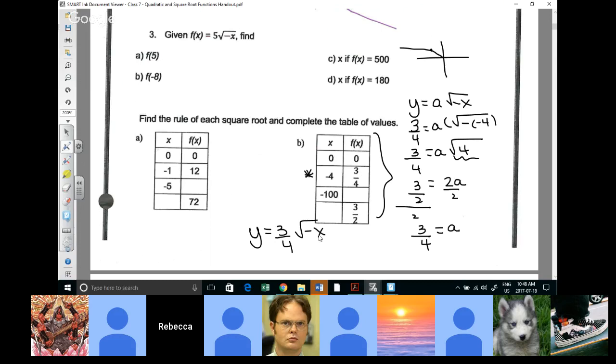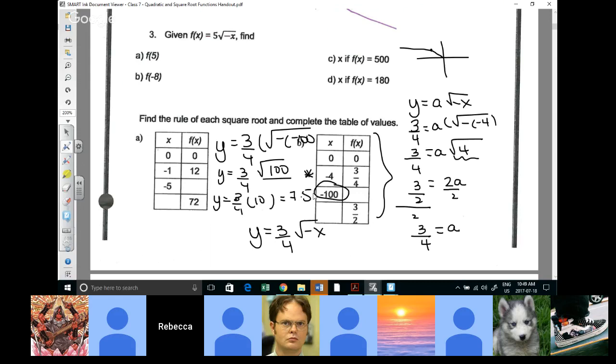From there, you would just plug in different values. So you would plug in the 100. So here you would get 3/4 root of -100. So that gives you 3/4 root of 100, which is just 10. So that gives you 7.5.